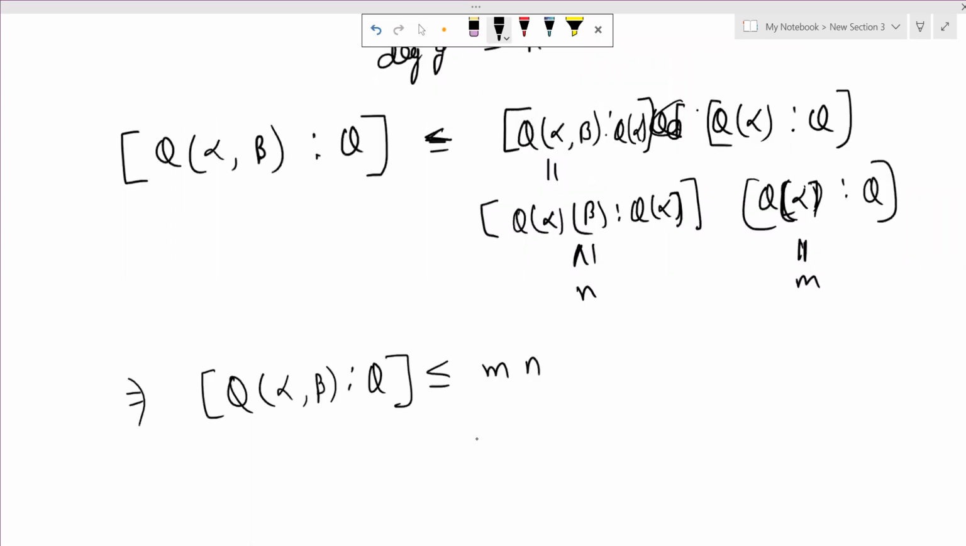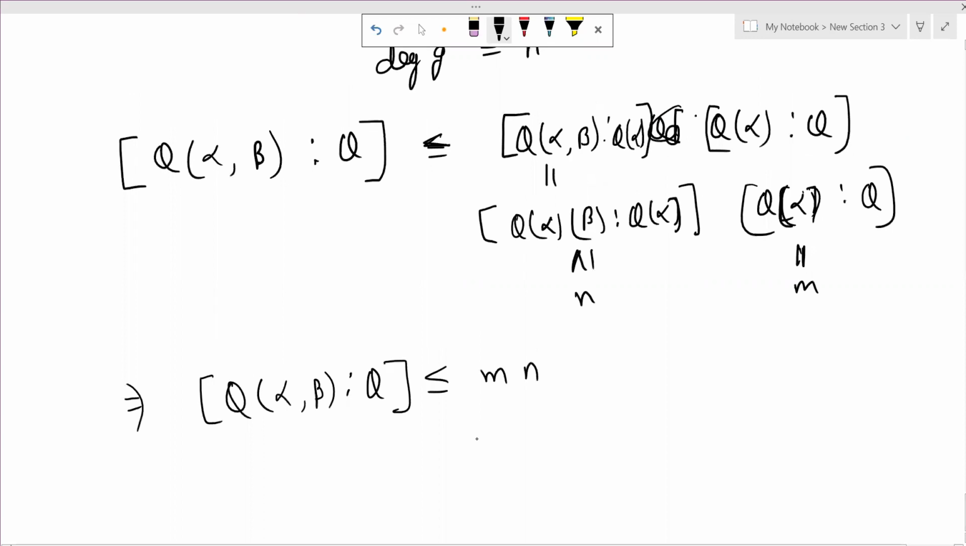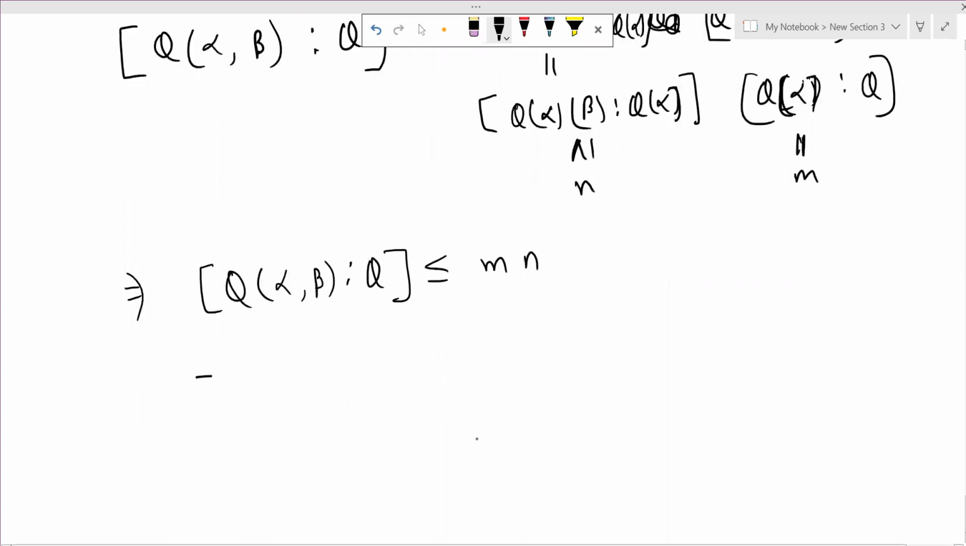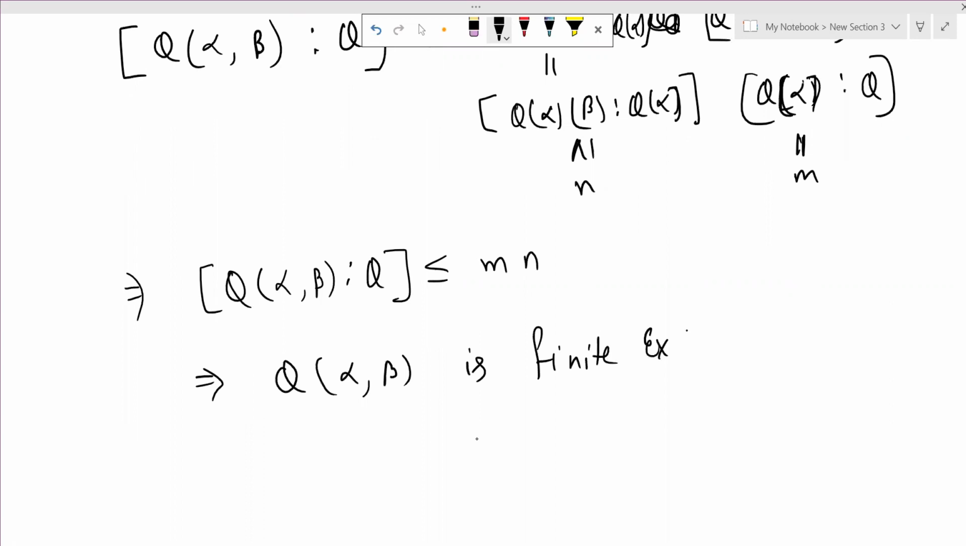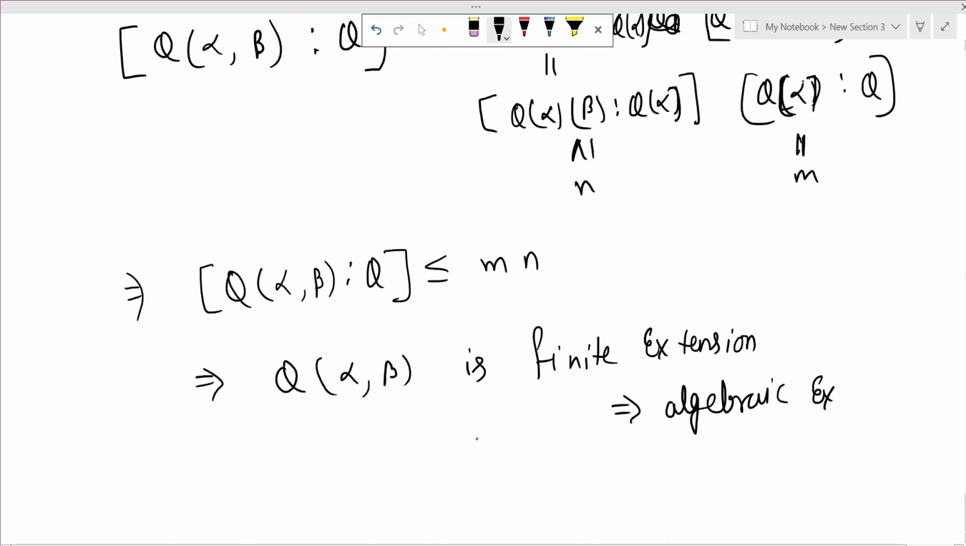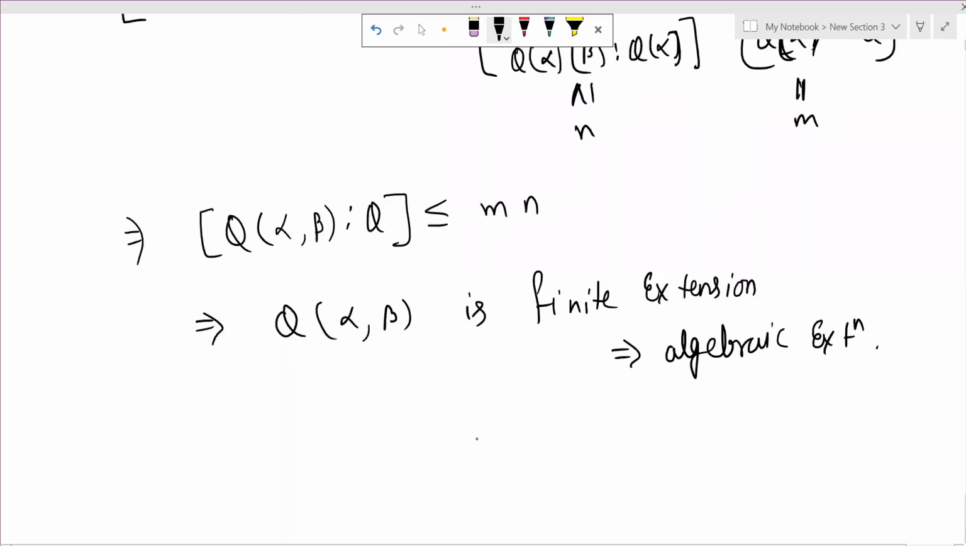Means there is a polynomial you are getting, means this is a finite extension, right? This means Q(alpha, beta) is a finite extension. This means every finite extension is an algebraic extension. So what is the meaning of Q(alpha, beta)? The smallest field containing Q(alpha) and beta. So now if any field contains alpha and beta, then it must contain alpha plus beta. Agreed or not?